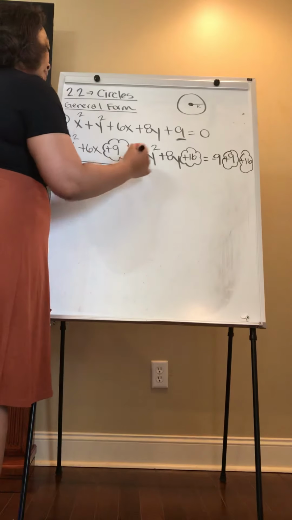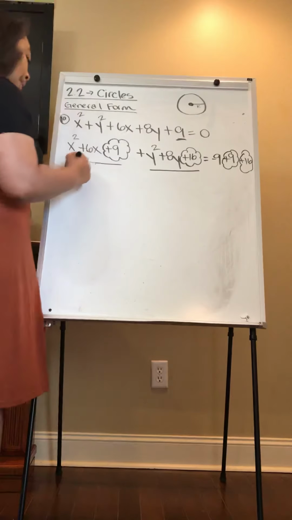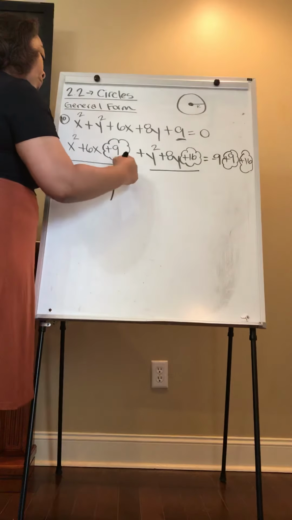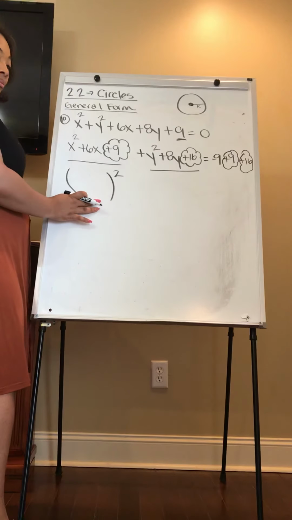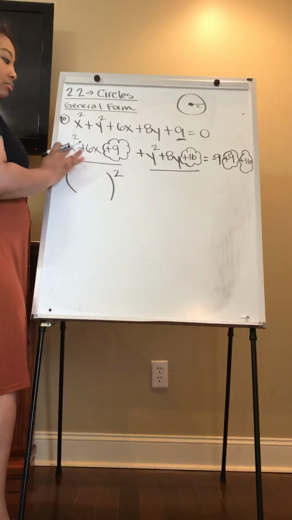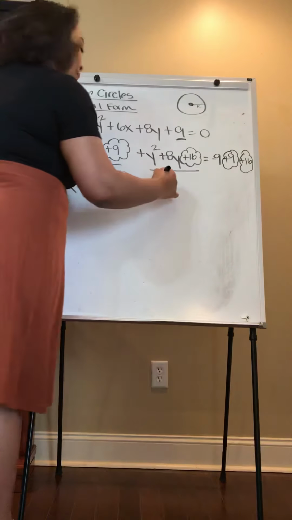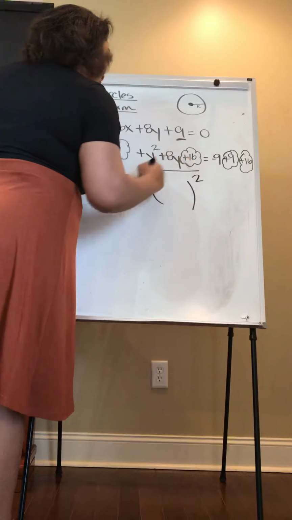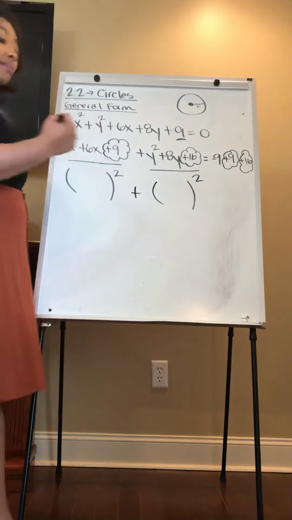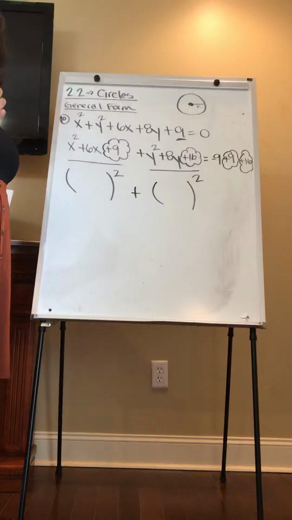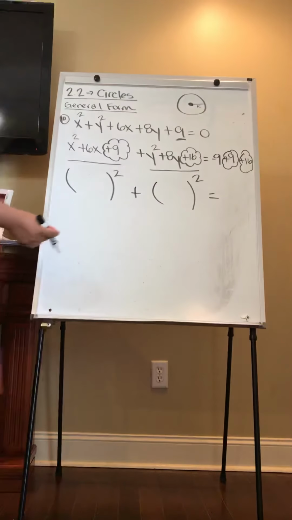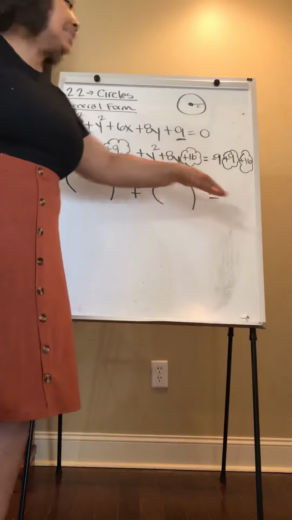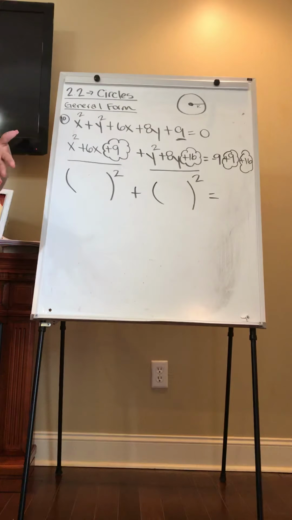Now you're going to take the x's and y's separately. I need a parenthesis squared that shows the factoring of that x term. And I'm going to do a parenthesis squared that shows the factoring of the y terms. Equal to a number. Now you should see this will make this be in the center radius form.